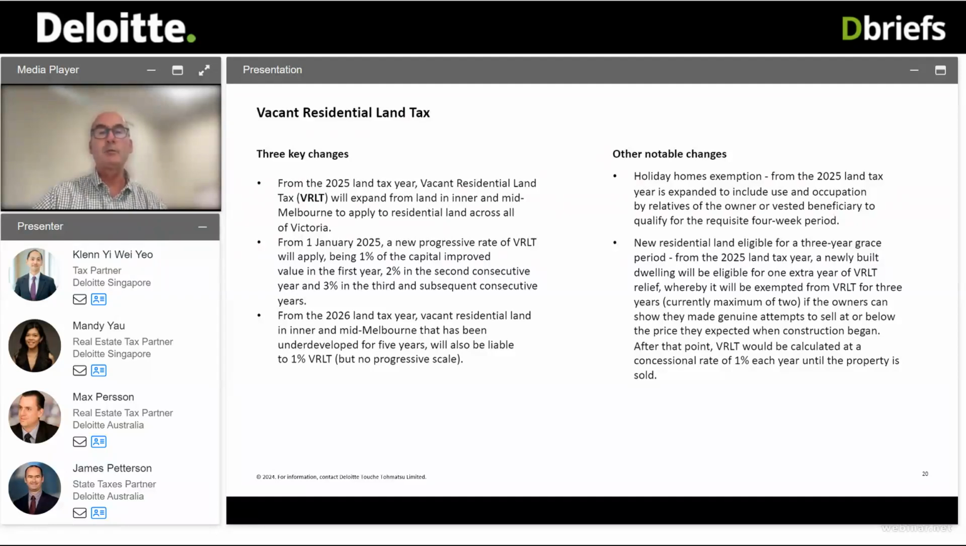And as this tax will apply from next year, it means the occupancy requirements need to be satisfied in this calendar year, or assessments will start to issue for this tax from early next year. There are some exemptions, notably the holiday home exemption, and there's also a newly built home exemption or concession where they will have the benefit of a 3-year grace period before the tax is imposed.